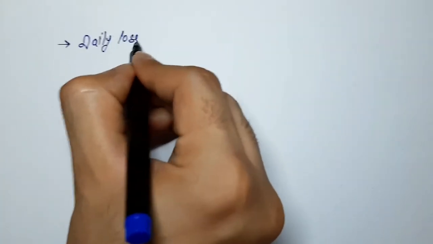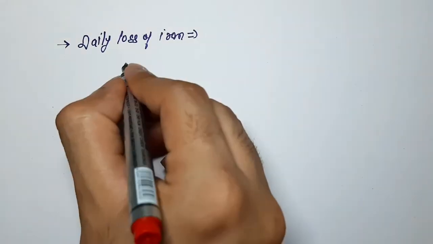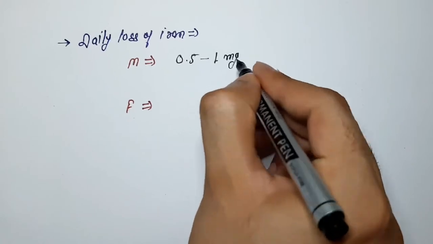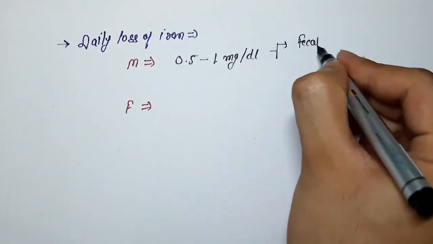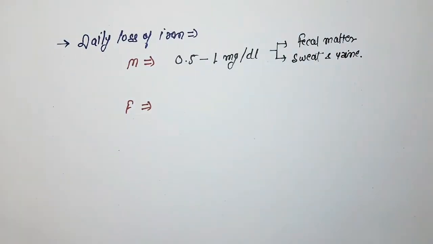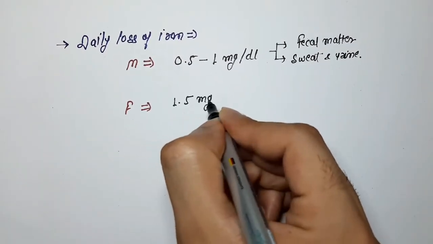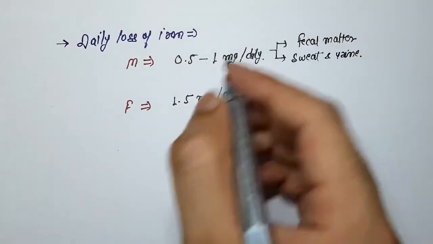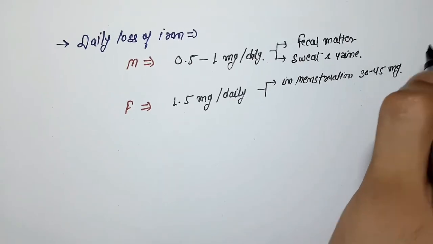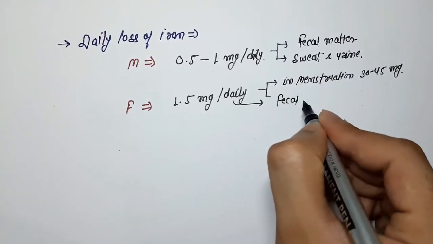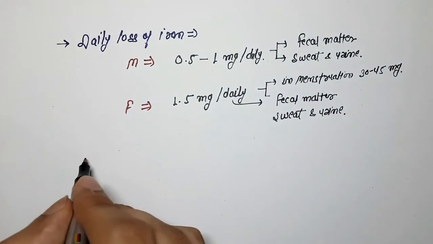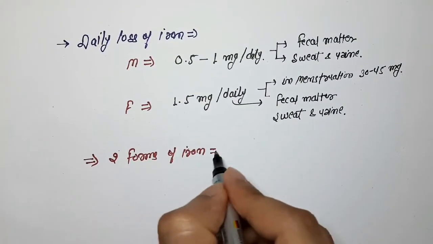Now we are going to look at daily loss of iron in male and female. Daily loss of iron in males is 0.5 to 1 mg, which is through fecal matter, sweat and urine. In females, 30 to 35 mg iron is lost during the menstruation period, and 1.5 mg daily by fecal matter, sweat and urine, same as the male.